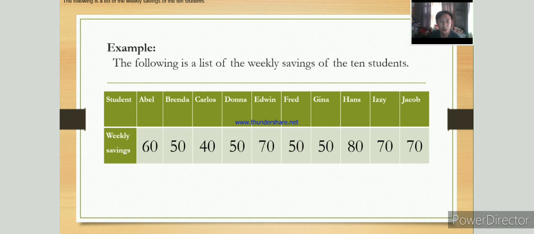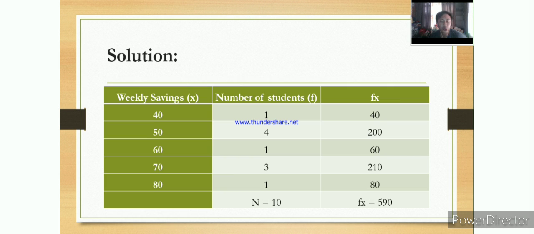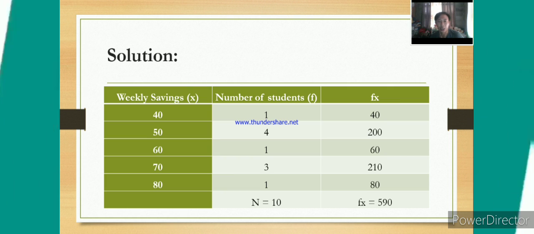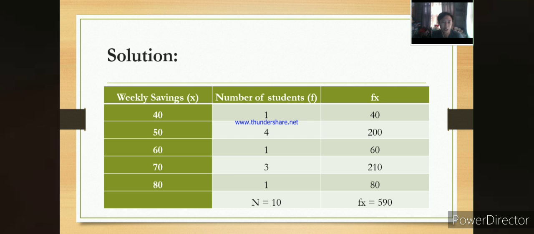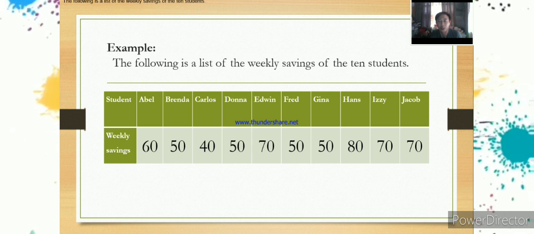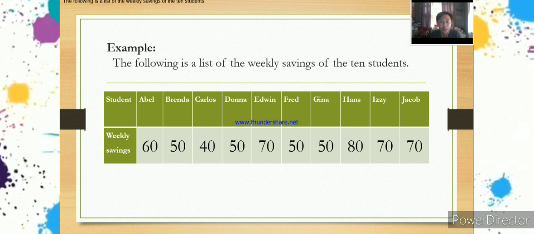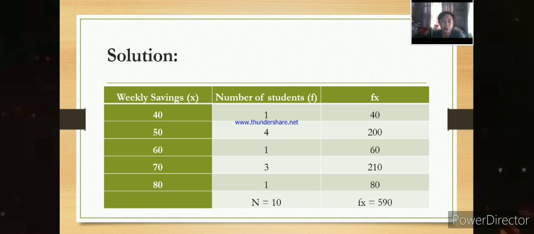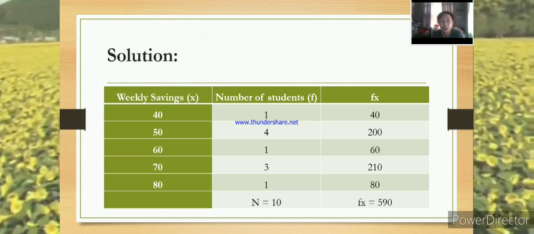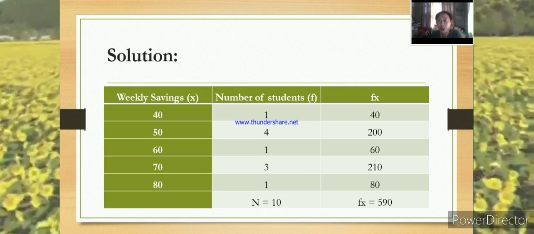So their weighted mean. So, solution. First, we must make a table and arrange them according to the numbers of their weekly savings. So why is it that we put here weekly savings 40, 50, 60, 70, 80? Because from the given data, 40 is the lowest number, then 80 is the highest number. So we have here 40, 50, 60, 70, and 80. Number of students, f.